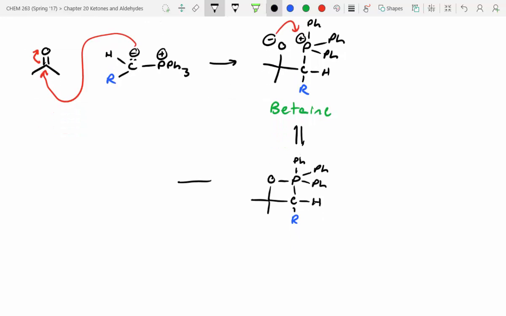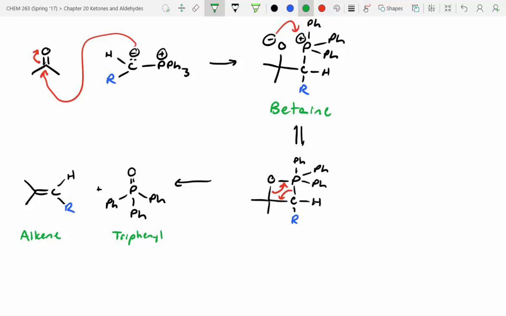So in this next step, this bond is going to hop over there, forming a new oxygen-phosphorus double bond. And then this bond is going to hop down. When you do this, now you've got this alkene on the bottom where this R group is hanging off and a hydrogen's hanging off. And there we go. We've made our new alkene. And we made triphenylphosphine oxide.